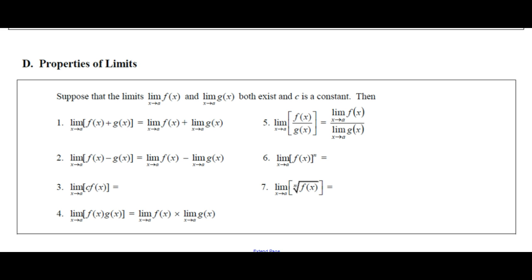Properties of limits. Suppose that the limit as x approaches a of f of x and the limit as x approaches a of g of x both exist and that c is a constant. Then the limit of the sum of two functions is the same as the sum of the individual limits. The limit of the difference of two functions is the same as the difference of the individual limits. They're all in your textbook. I'm going to let you fill that one in. And basically just the c comes out front.